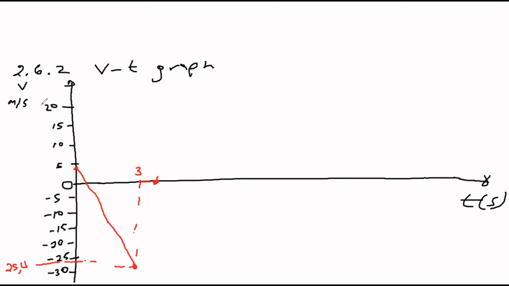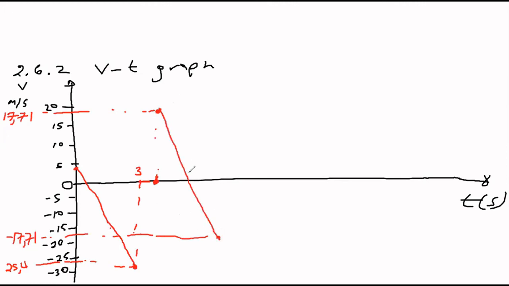Then it bounces off with an initial velocity of 17,71. Then the object falls until it hits the ground. Of course, it will hit the ground with the same velocity. You can estimate it there of negative 17,71. It's a straight line, so the gradient should be the same here because the gradient represents the acceleration, which is constant.